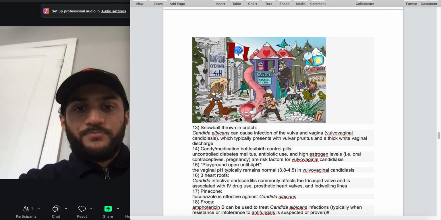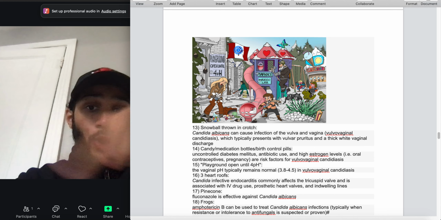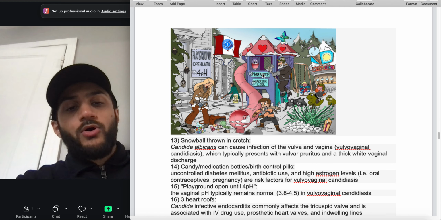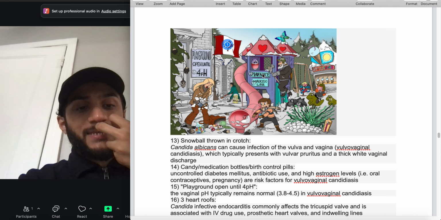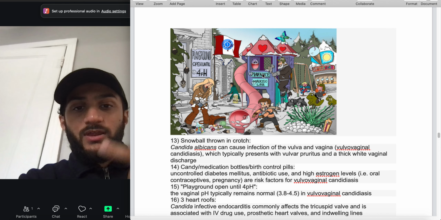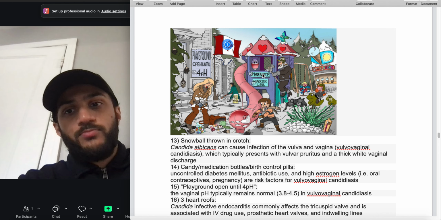And then we can see the woman has a snowball and a crotch in that area. So this is going to cause infection of the vulva and vagina, vulvovaginal candidiasis, which can produce vulvar pruritus and a thick white discharge. So that's a very important sign. We can get a lot of pruritus over here.